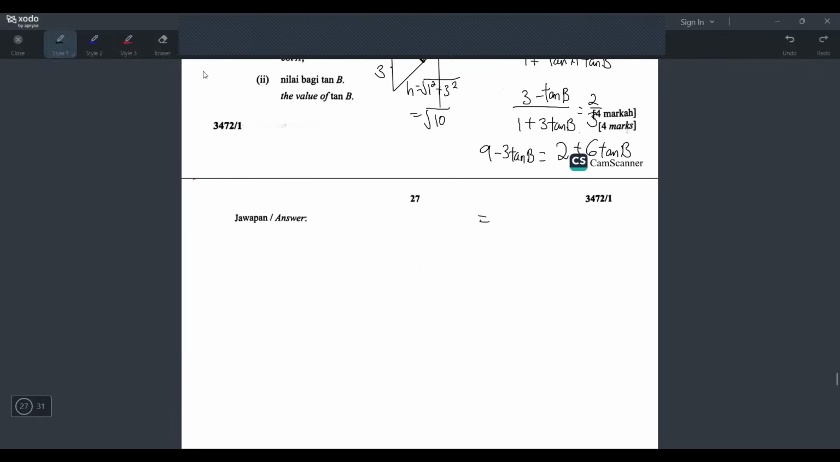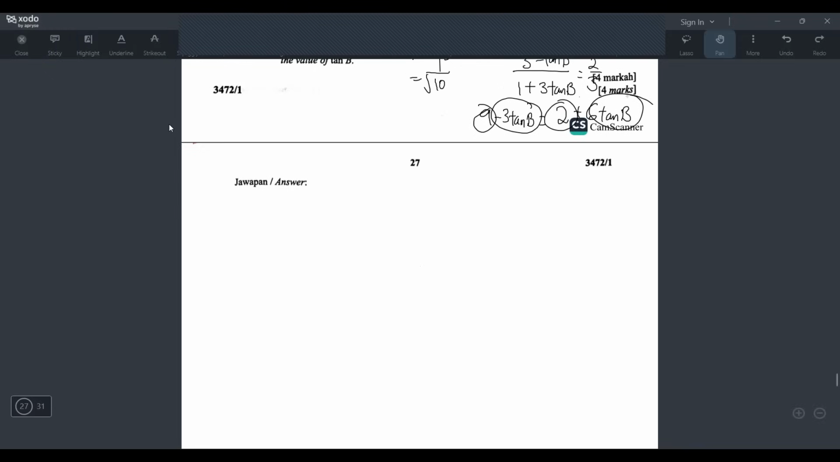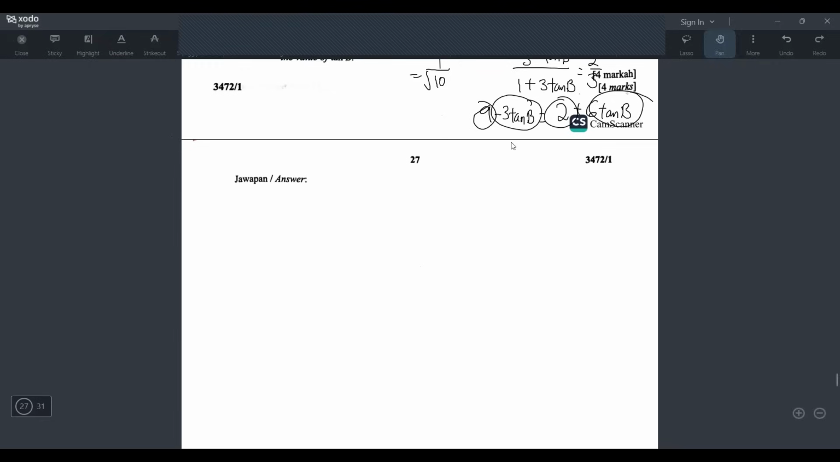Okay, I think this number and this number can be done together, and this tangent B with tangent B can be done together. It means it becomes like this. It becomes 6 tangent B plus 3 tangent B, because the minus 3 you move it here. And then here you become 9 minus 2 because the 2 moves here. So it becomes 7 equals 6 tangent B plus 3 tangent B. They both have tangent B.